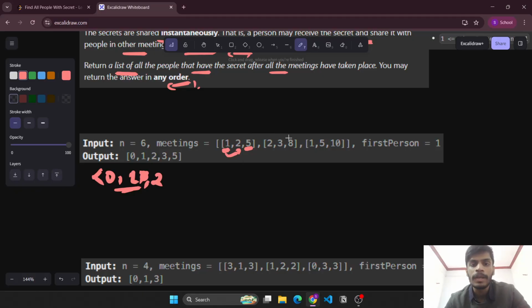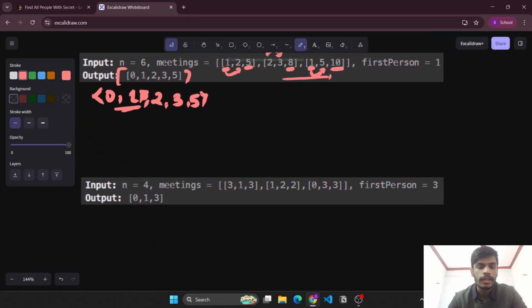Now time passes and we reach time 8. At time 8 we have the meeting between person 2 and person 3. So person 2 will be telling the secret to person 3. So now person 3 also knows the secret. And then we move on to time 10. We see that person 1 knows the secret, so he will be able to tell person 5 the secret. So hence person 5 will also know the secret, and all the meetings have now been completed. So this is the set of people who know the secret. So we'll simply return the set 0, 1, 2, 3, 5.